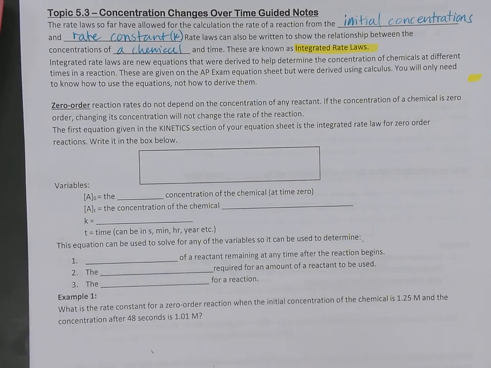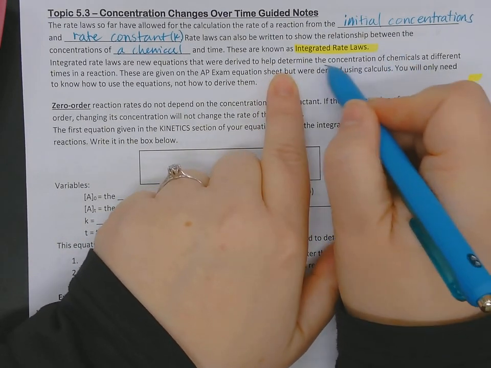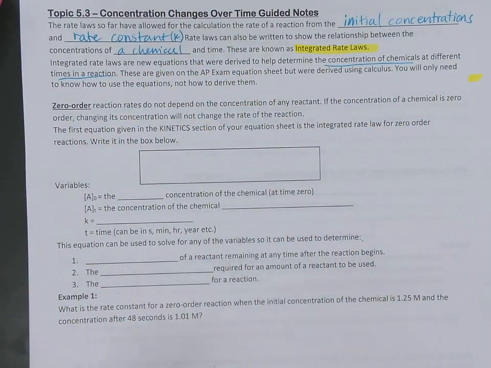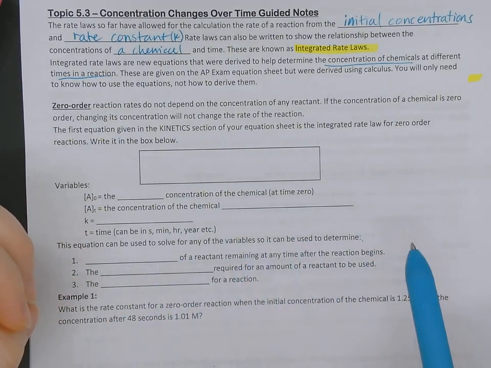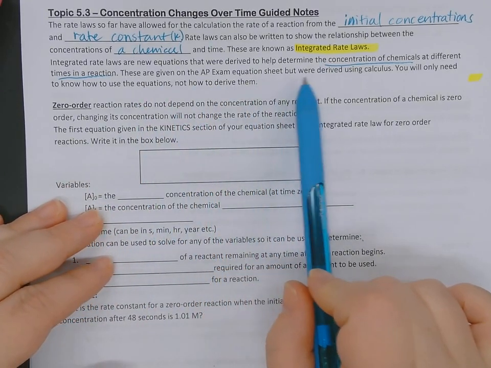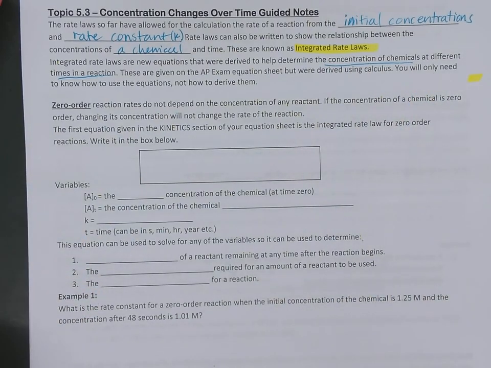But if you are in calculus, you'll start to see some things that are similar here, or some patterns, and something to keep in mind and see that connection between the two courses. So the integrated rate laws are new equations that were derived to help determine the concentration of chemicals at different times in a reaction, right? We don't always just want to know the initial rate of the reaction. We also want to know how the concentrations change over time. These are equations given on the AP exam equation sheet, but were derived using calculus. Like I said, you will only need to know these equations, how to use them, not to derive them.